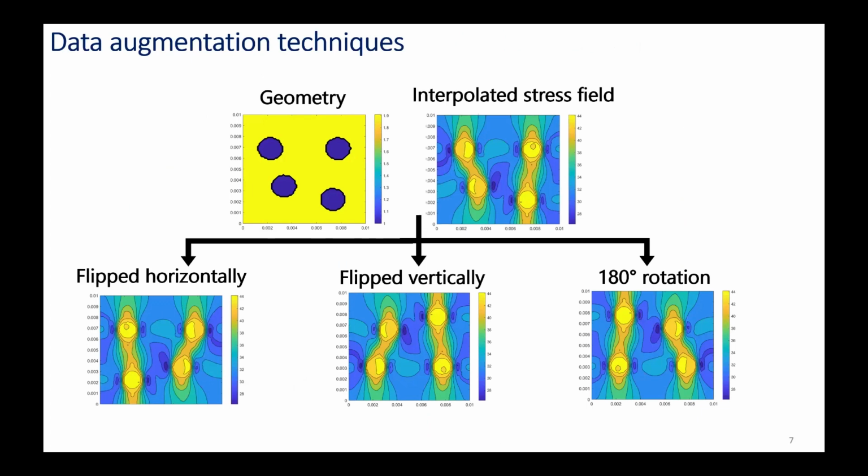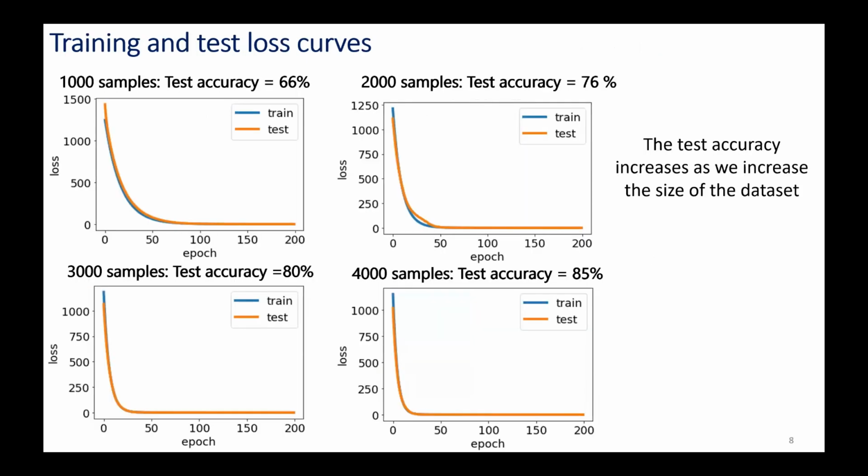So for data augmentation, we used 3 methods. The first one was to flip the geometry and the stress field horizontally. Then we flipped it vertically, and then we did a 180-degree rotation.